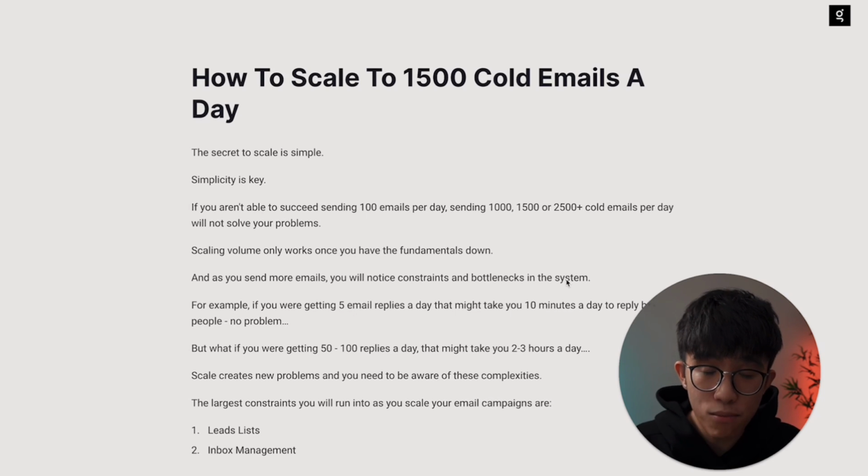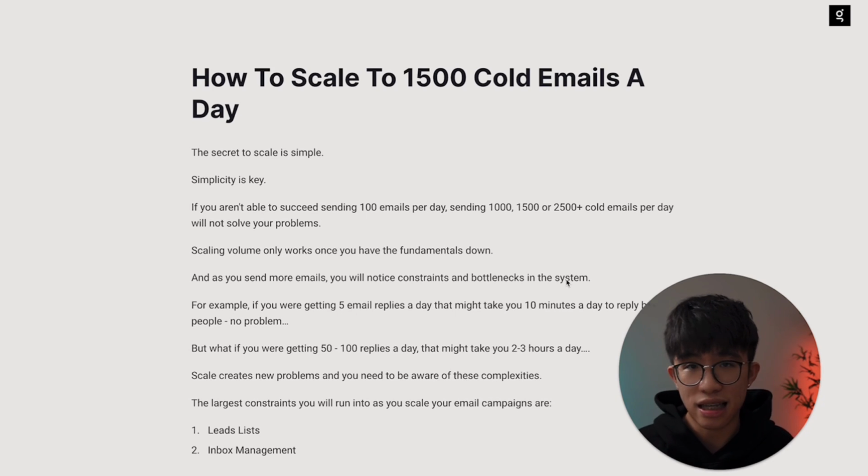But as you send more cold emails, assuming you do have the fundamentals down, you will notice different constraints and bottlenecks inside of your cold email system. So for example, if you were only sending, let's say, 200 emails a day and you're getting, let's say, 5 replies, it might only take you 5 to 10 minutes a day to reply back to these people. But what if you were sending a lot more emails and you were getting 50 to 100 replies every single day? Now that might take you an hour or 2 hours a day to reply back to all of these people. And that's exactly what I mean by constraints and bottlenecks.